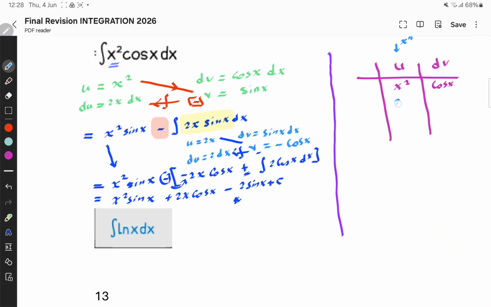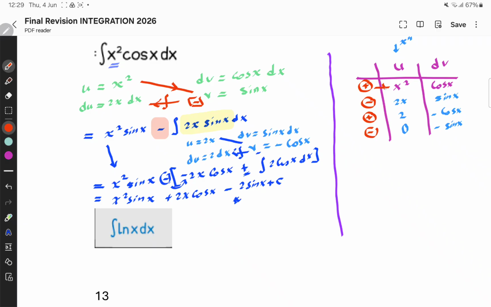The derivative of x squared, it will be 2x. The derivative of 2x, it will be 2. The derivative of 2, it will be 0. On the other side, I'm going to integrate. Integral of cosine, it will be sine x. Integral of sine, it will be negative cosine x. Integral of cosine, it's a sine, but I have negative. Don't forget that. What about sine? We just do that. Always positive, negative, positive, negative.